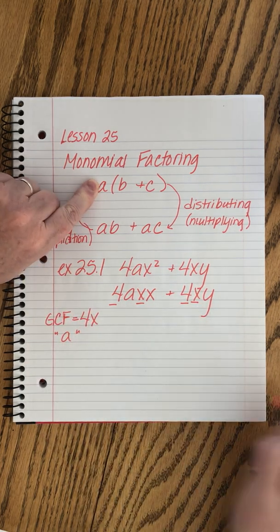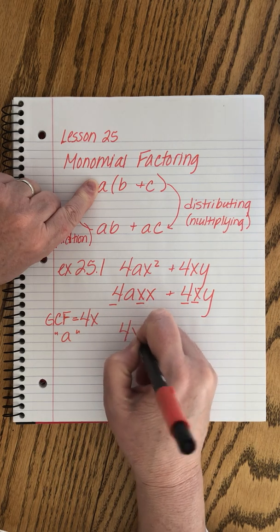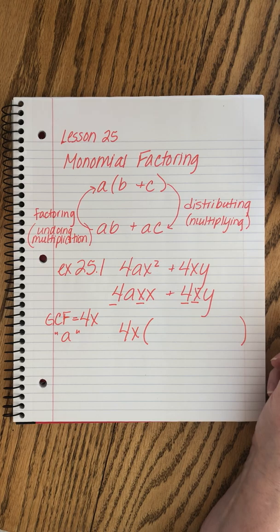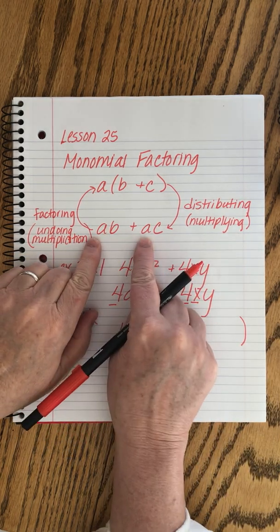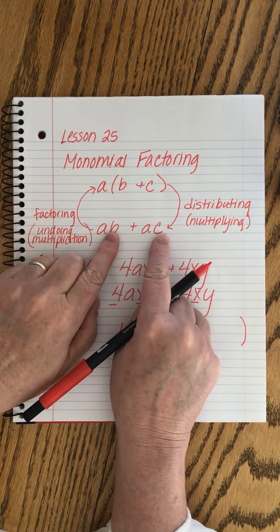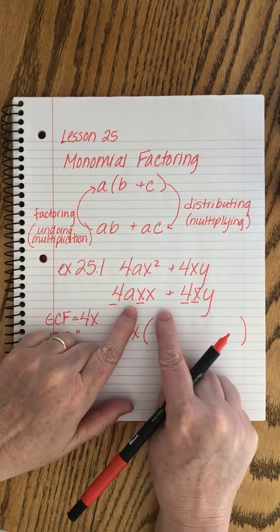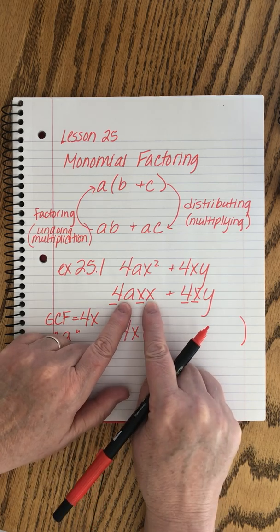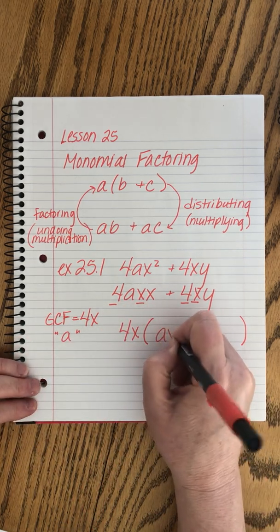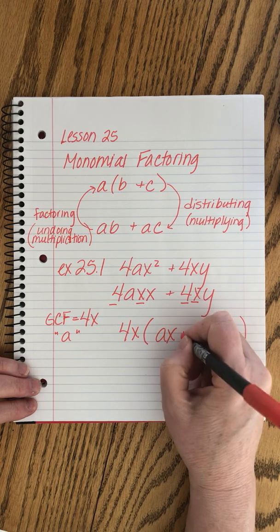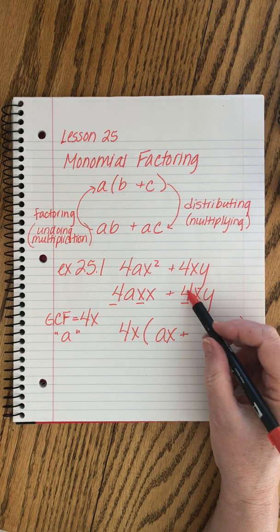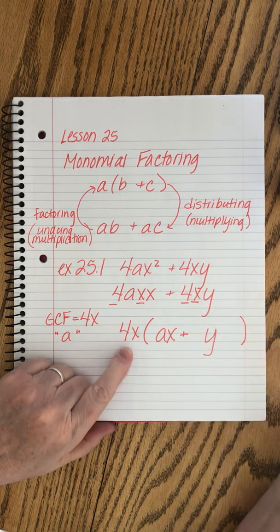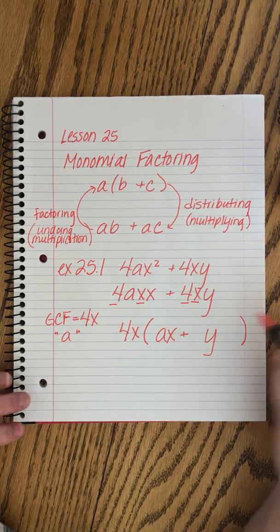in this picture. So that goes on the outside, and then in the parentheses, I'm gonna write what's left behind. Just like here, when I pull the a out of both of them, I have a b left behind and a c left behind. What's left behind from this first term when I pull out the 4x? Well, there's an a and there's another x. This sign always stays the same. And when I pull this 4 and x out, as I did here, I get a y. So this is my final answer.